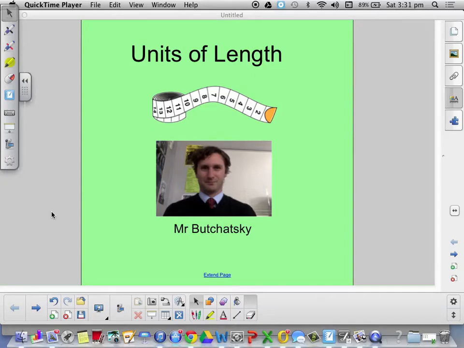Hi everyone. Well, today we're looking at units of length, how we measure lengths and distances. So we've got our tape measure here, with a few numbers on it. We're going to talk about the different types of units that we can use to measure things.